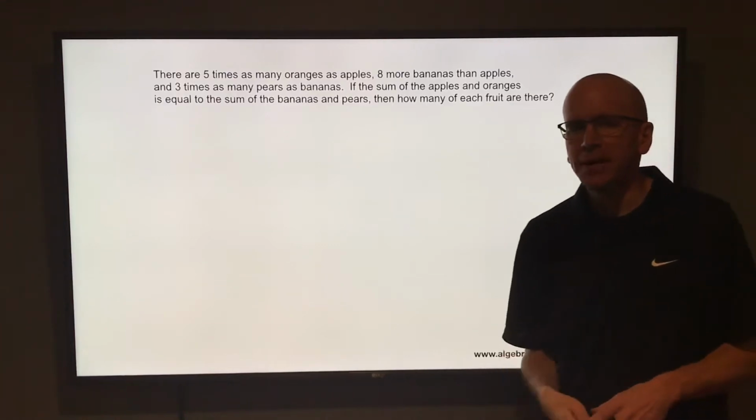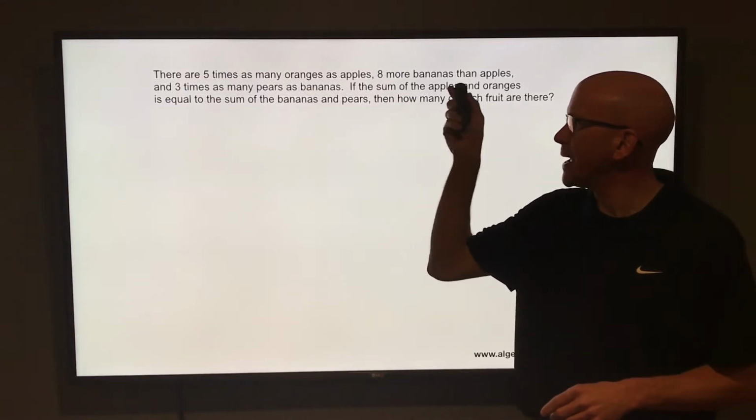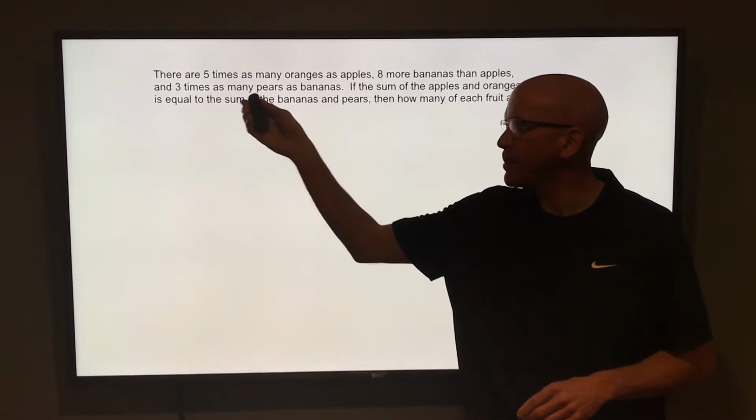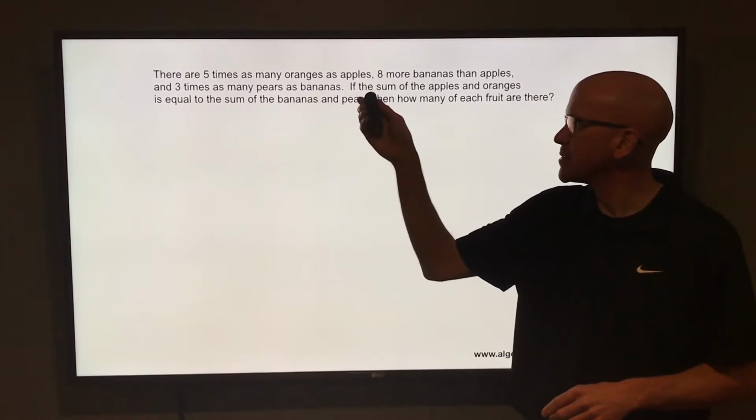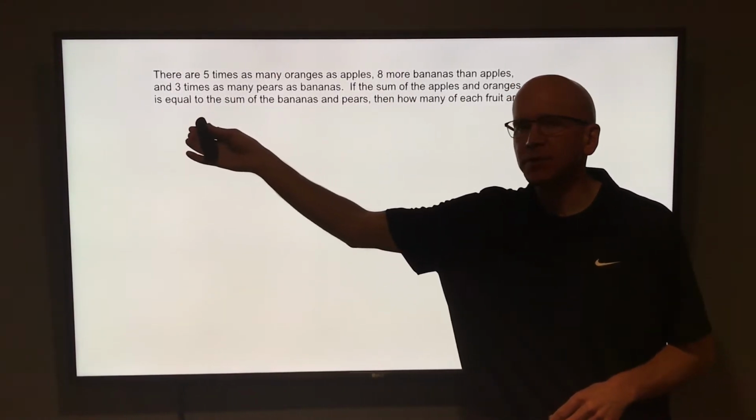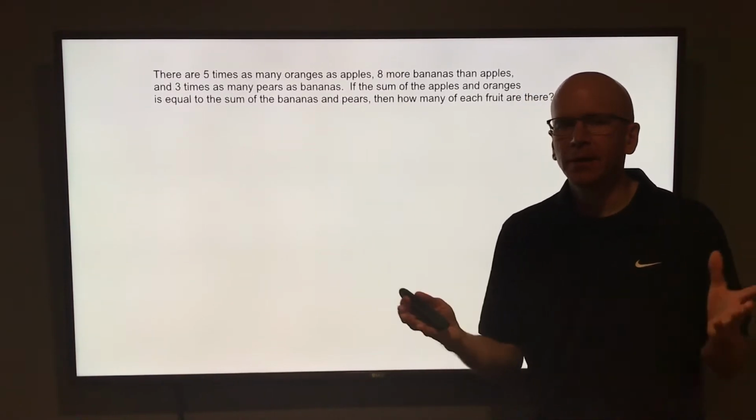There are 5 times as many oranges as apples, 8 more bananas than apples, and 3 times as many pears as bananas. If the sum of the apples and oranges is equal to the sum of the bananas and pears, then how many of each fruit are there?